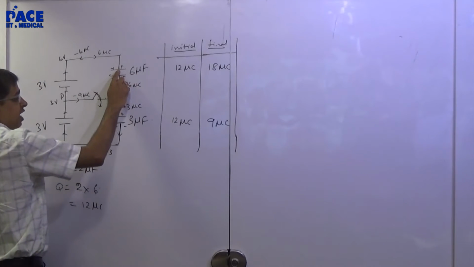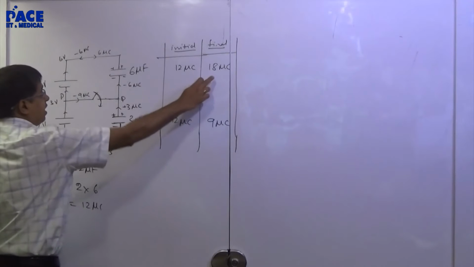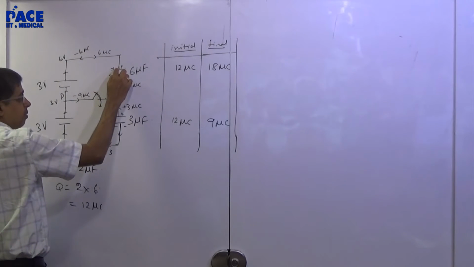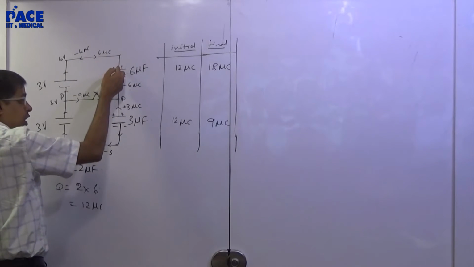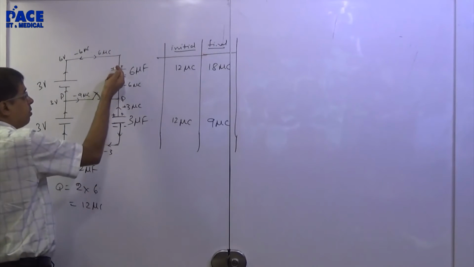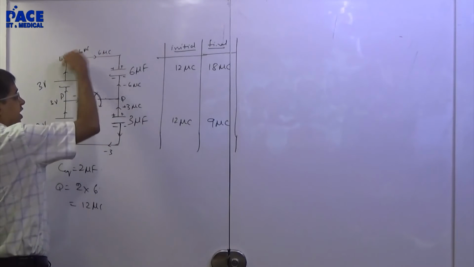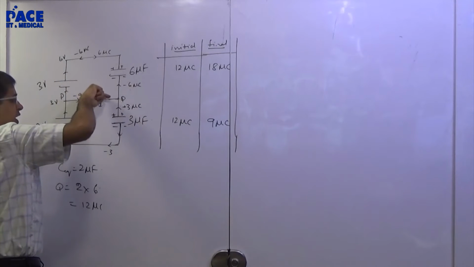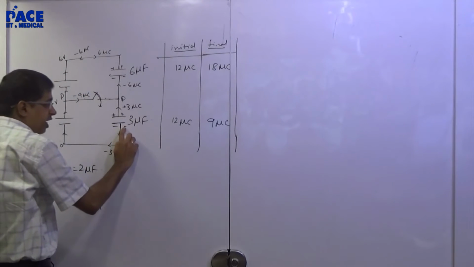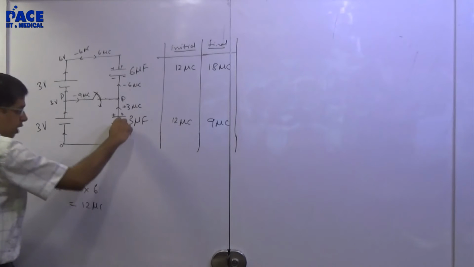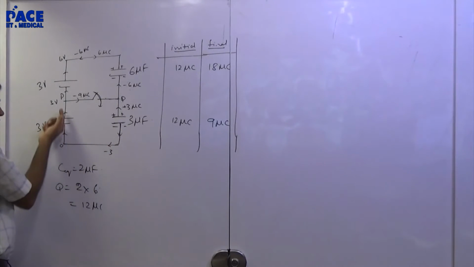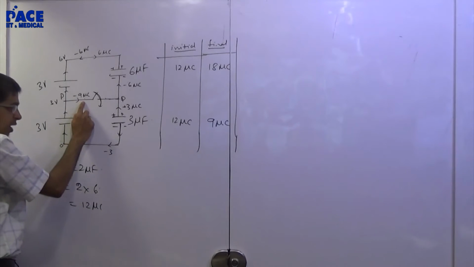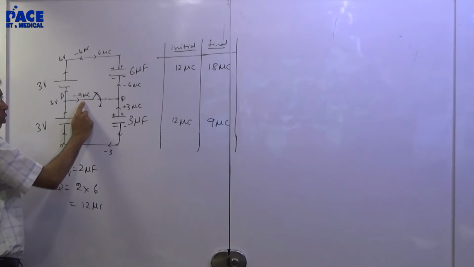Now, clearly: 12 microcoulombs of positive charge here should go up to 18 microcoulombs. So positive charge of 6 microcoulombs should come here. Positive charge in the clockwise direction could also be interpreted as negative charge in the opposite direction. So instead of plus 6 this way, I am taking minus 6 this way. Negative charge of 12 should come down to 9, so minus 3 will be coming this way. Minus 6 this way and minus 3 this way add up to minus 9 microcoulombs here.